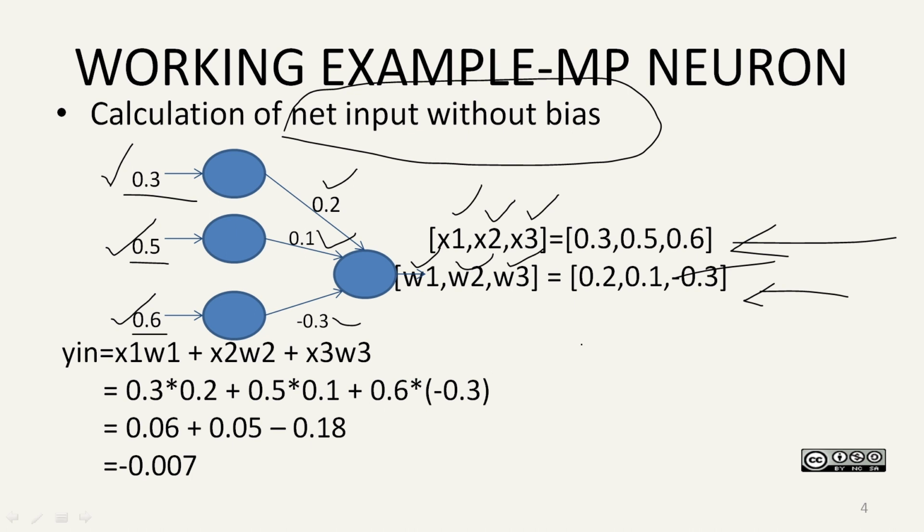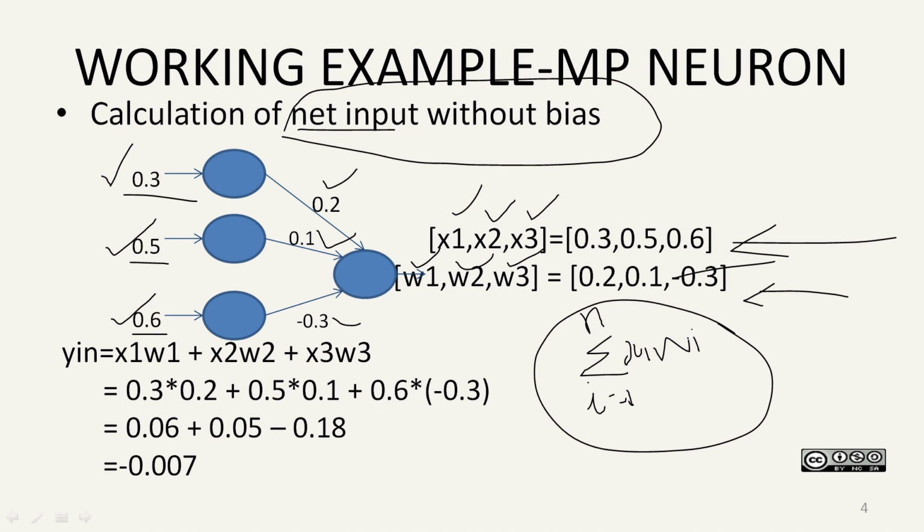So what is the formula for the calculation of net input? Because what is asked? Net input is asked. What is the formula for calculating net input? It is nothing but summation of i equal to 1 to n, xi wi, right? So if I abbreviate this operation, then my formula becomes x1 w1, x2 w2, x3 w3, like this it comes.